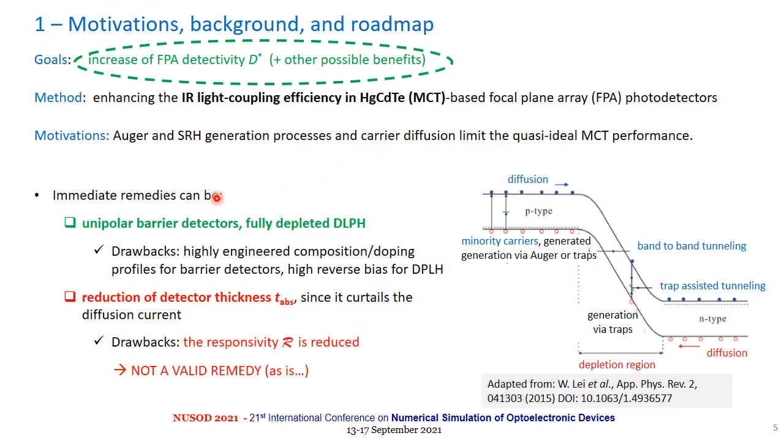Immediate remedies can be the adoption of barrier detectors or fully depleted dual-layer heterostructures. They have known drawbacks, but they are valid remedies. Whereas a not valid remedy is to reduce the absorber's thickness, because the responsivity would be reduced as well. However, we will come back to this point in a moment.